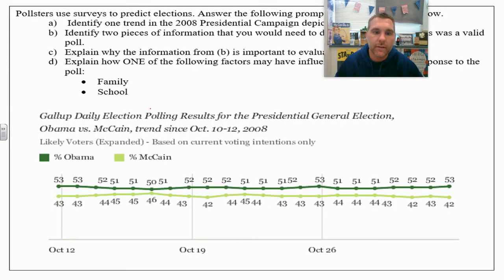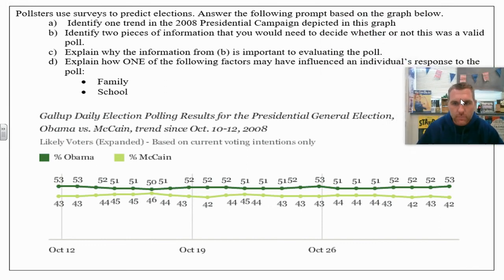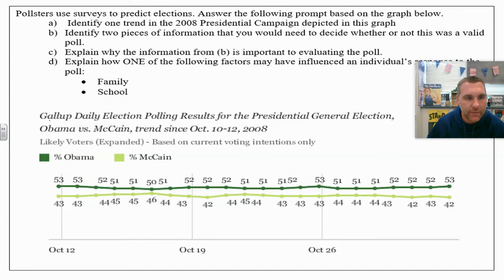Okay, so knowing that, here's a couple questions I want to throw out there to you. This is looking at Gallup polls, right? So Gallup daily election polling results for the presidential election, Obama versus McCain, going back to 2008. Identify one trend in the 2008 presidential campaign depicted in the graph. A trend you could talk about is a lot of stability, where Obama is constantly in the lead. Obama is constantly getting over a majority throughout most of the whole month of October. Very few times does McCain ever get close to catching up with him, but usually Obama's in the lead. You can say McCain's behind, okay?